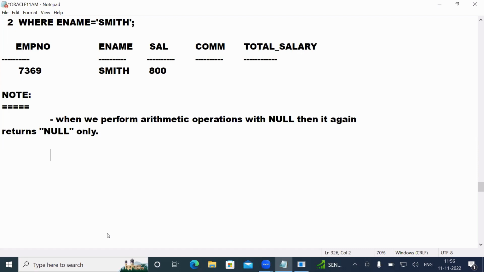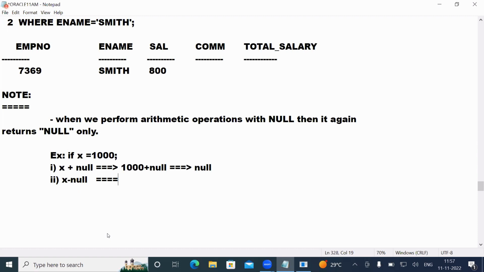That means, for example, just observe. Suppose I'm giving x equals 1000. My operation is x plus null. Here plus is called an arithmetic operator to perform addition. So in this expression, x value substituted is 1000 plus null, but unfortunately it gives null only. This is actually the problem. And not only addition, if you go for subtraction, x minus null, 1000 minus null, again it returns null only.